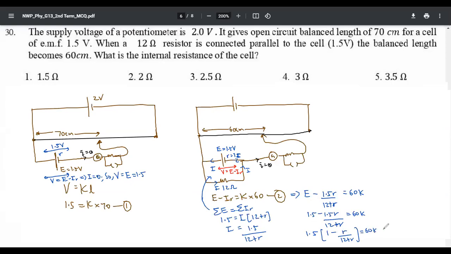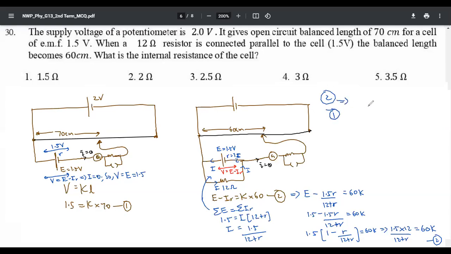Yeah, let's simplify one more step. You get 12 plus r as the common factor, then you have 12 plus r here minus r. You will ultimately end up in something like this: 1.5 into 12 over 12 plus r equal to 60k. And here it is 70k. Now this is the second equation. I hope you understood it. I just kept simplifying the equation and made it simple. And then let's divide the second one by first one.